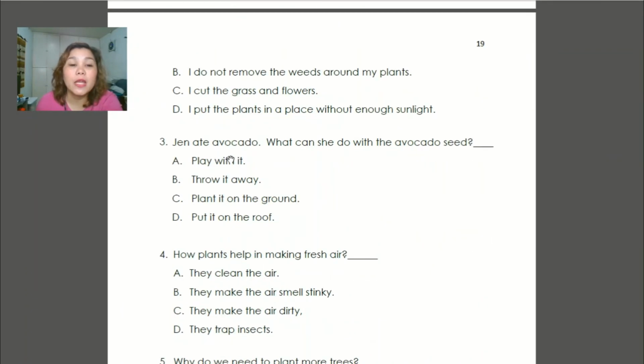Number 3, Jen ate avocado. What can she do with the avocado seed? A, play with it. B, throw it away. C, plant it on the ground. D, put it on the roof.